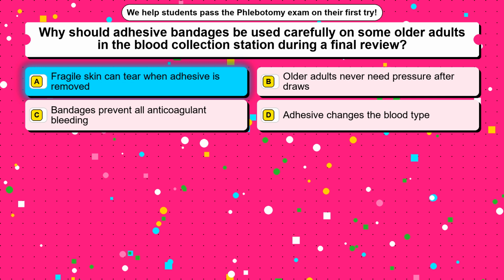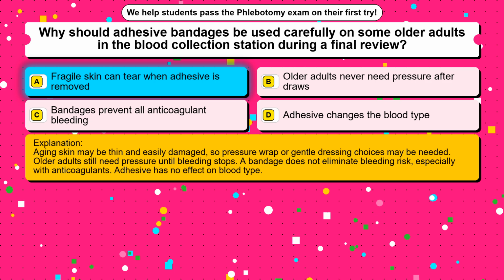The correct answer is option A. Fragile skin can tear when adhesive is removed. Aging skin may be thin and easily damaged, so pressure wrap or gentle dressing choices may be needed. Older adults still need pressure until bleeding stops. A bandage does not eliminate bleeding risk, especially with anticoagulants. Adhesive has no effect on blood type.